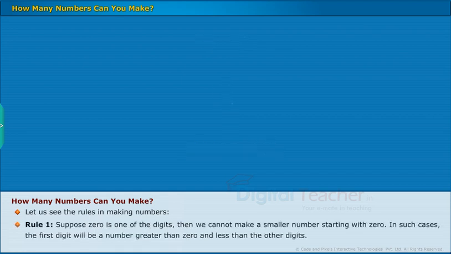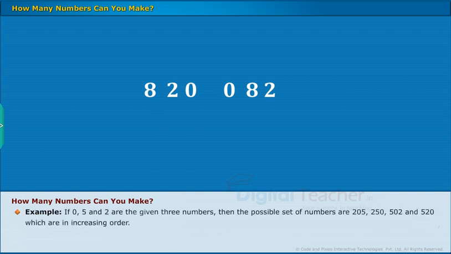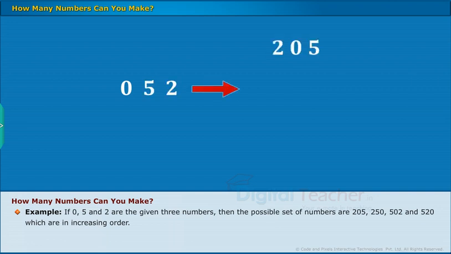Rule 1. Suppose 0 is one of the digits, then we cannot make a smaller number starting with 0. In such cases, the first digit will be a number greater than 0 and less than the other digits. Example, if 0, 5 and 2 are the given three numbers, then the possible set of numbers are 205, 250, 502 and 520, which are in increasing order.